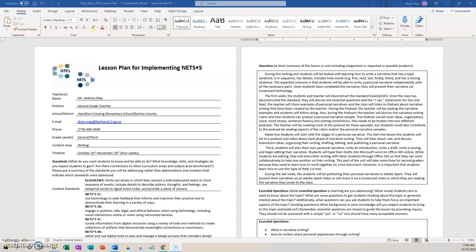Hello everyone, this is Drew May here, going to go through and kind of show you the components of my lesson plan and some of the Web 2.0 tools the kids will need to use during the lesson.